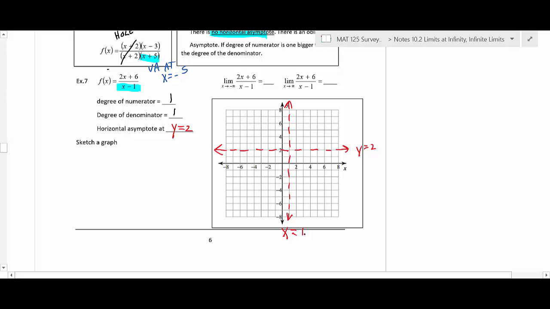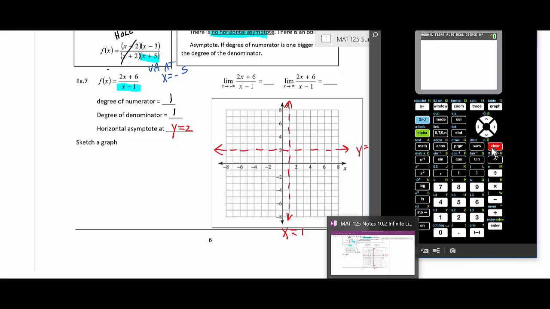Now, we're going to do this on the graphing calculator just to show you. This is another good example to show you what's happening to the graph at infinity. So I'm going to put this one in the calculator here real quick, and you can do this along with me if you want to. I'm going to clear that out, and let's put in numerator in parentheses, 2x plus 6, and then denominator x minus 1, and graph it in the standard window.